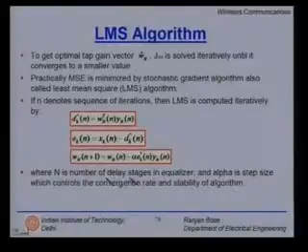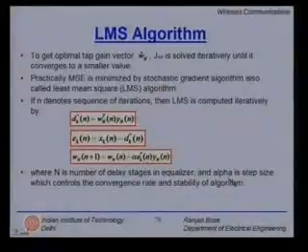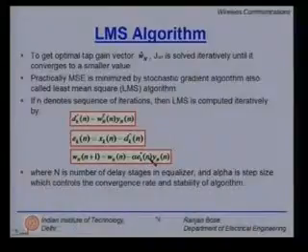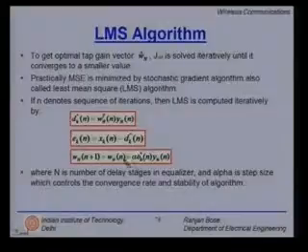Here n is the number of delay stages in an equalizer, and alpha here is the step size, which controls the convergence rate and the stability. If you increase alpha, the rate of convergence increases, but your stability suffers; it will not finally settle down close to the optimal value. So, alpha is usually adaptive, it can be changed on the fly.